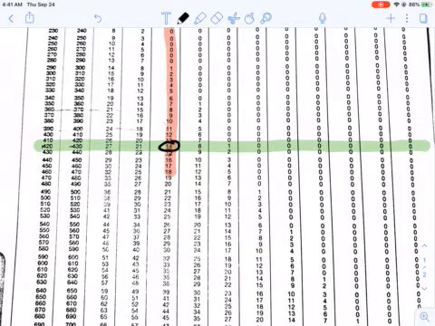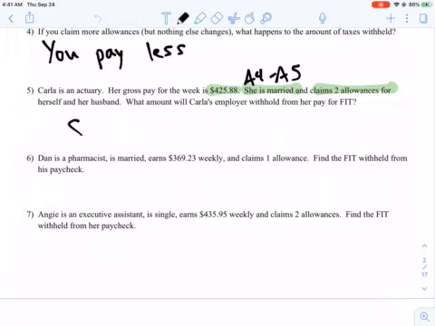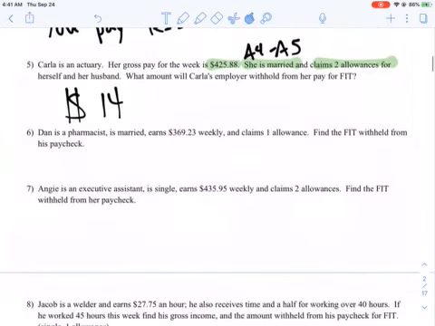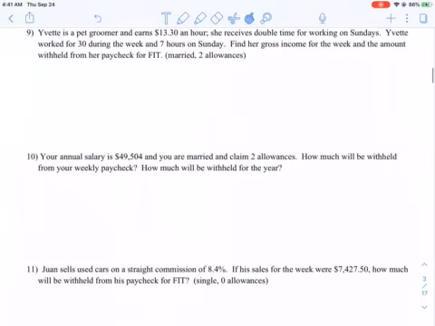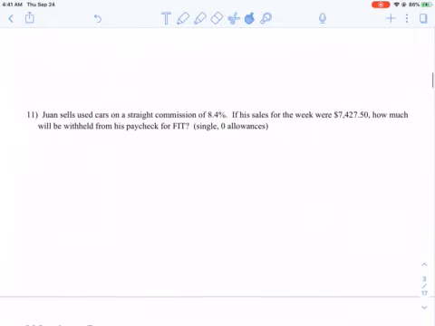So every week, her employer should take out $14 for the federal income tax, if you want to abbreviate it. Okay, so that's kind of what we do. Let's just look at a few more.